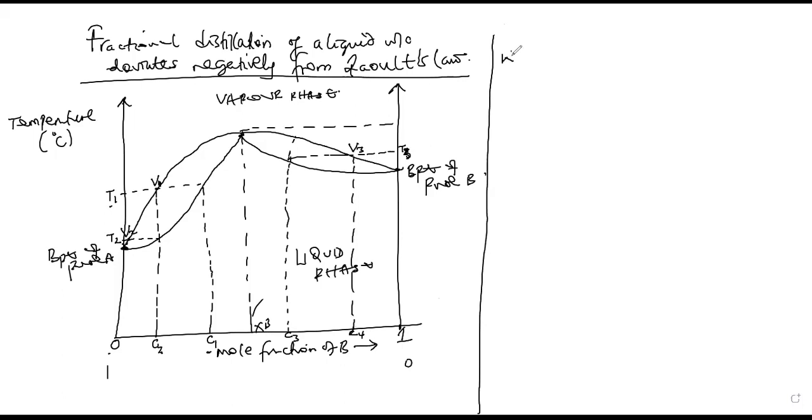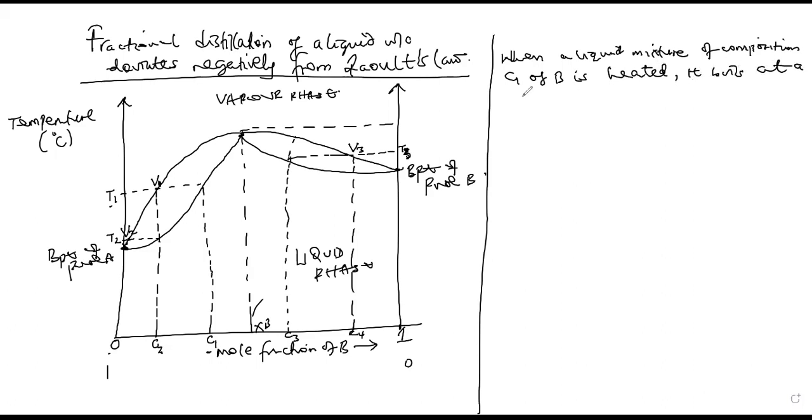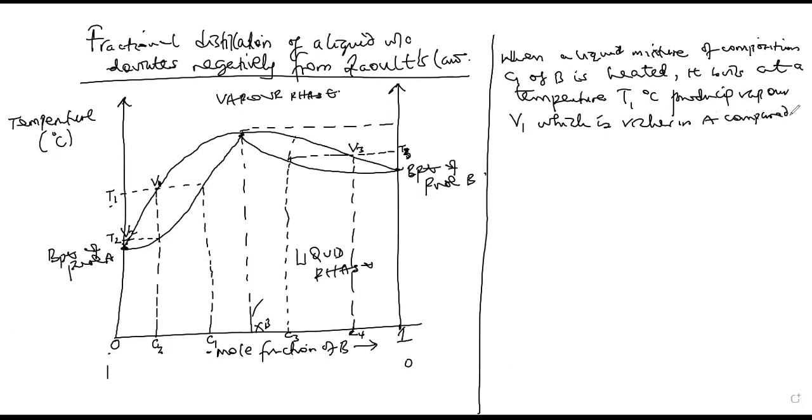So we are saying that when a liquid mixture of composition C1 of B is heated, it boils at a temperature T1 degrees Celsius, producing vapor V1, which is richer in A compared to the composition of the liquid mixture.